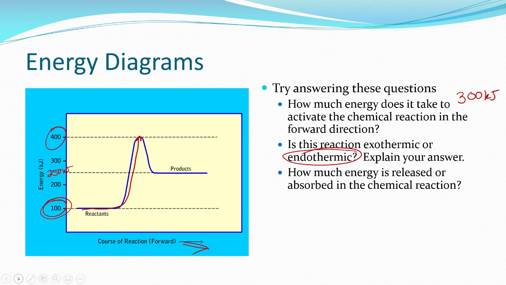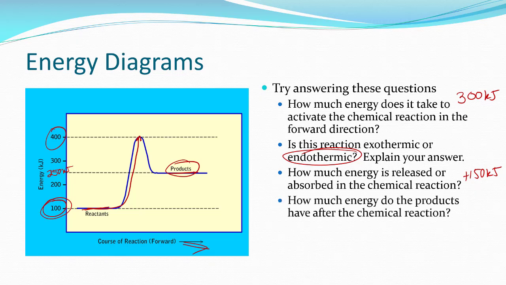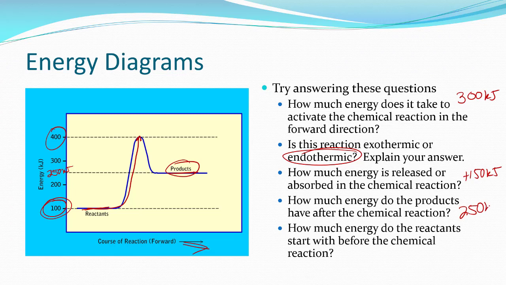Well, if it's absorbing, we've got to compare the reactants and the products here. If the products are at 250 and the reactants are at 100, this would be a positive 150 kilojoules that's absorbed. Our next question would be, how much energy do the products have after the chemical reaction? Well, I would say 250 kilojoules. And then how much energy do the reactants start with before the chemical reaction? I would say 100 kilojoules.